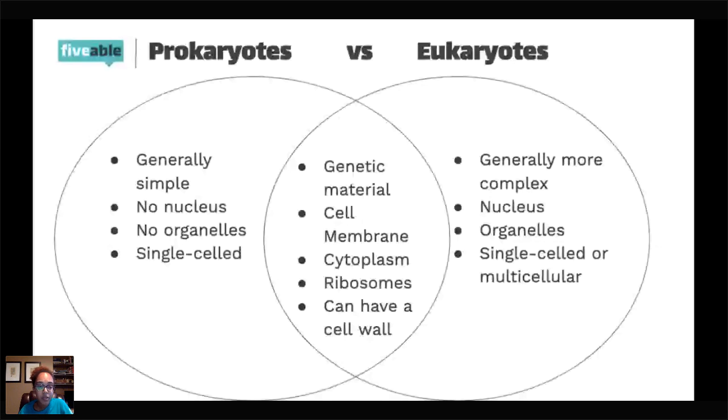Both of them have genetic material because after all, you do need some genes in order to function, in order to live. You can't really live without some form of genetic material, be it DNA or RNA. They also both have a cell membrane to pretty much keep the cell in one place, because if there was no cell membrane, the cell would just be all over the place. The contents of the cell would spill out. Both also have cytoplasm, again, to kind of hold things in place.